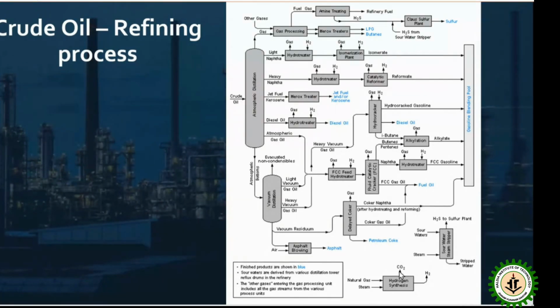So what we get from the refining process, the blue lines. First is the LPG and butanes, but still they are of earlier Indian grade or European grade like Euro 2 or Euro 3. Then jet fuel, kerosene, some oils like diesel oil, fuel oil, jet oil, asphalt, coke, and naphtha.